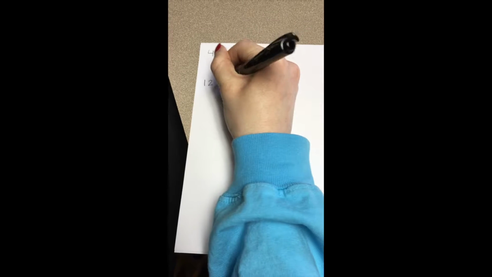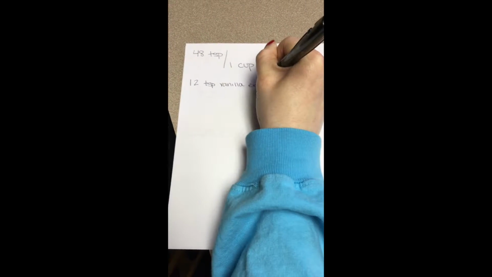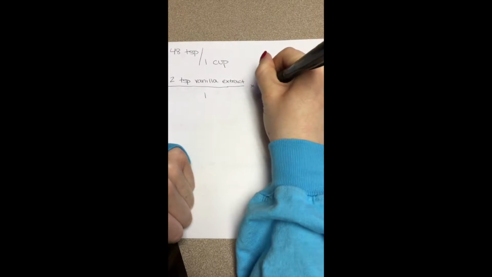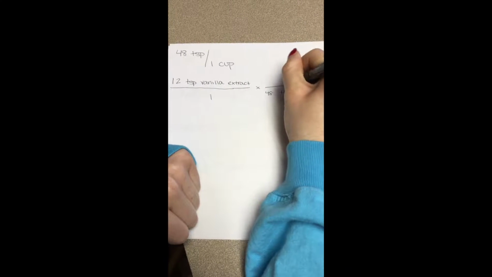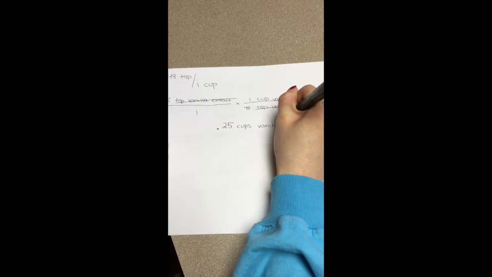To start your math, put the known quantity on top in the first step, which is 12 teaspoons. Next, put the unit teaspoons on bottom on the next step so the unit of teaspoons cancels out. There are 48 teaspoons in a cup, so put the 48 teaspoons on the bottom and 1 cup on top. 12 divided by 48 is 0.25. Therefore, 12 teaspoons of vanilla extract makes 0.25 cups.